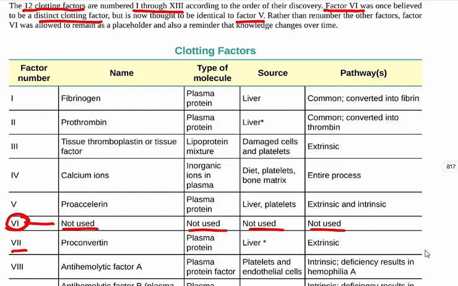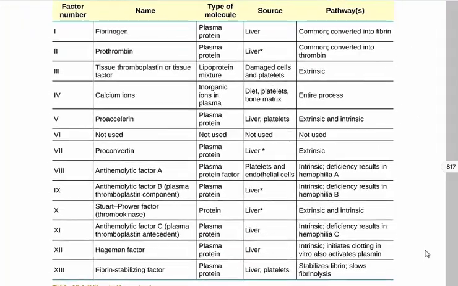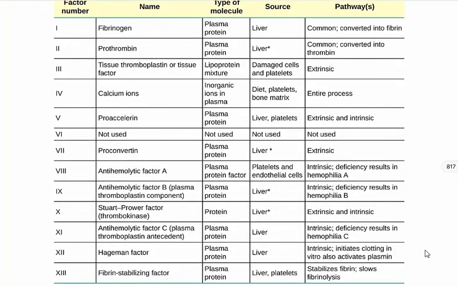So they just kind of keep 6 in there. There are 12 clotting factors, but then we have this chart here that shows that there are 13, right? Because it's not actually 13, that's just labeled as such. So 1 through 13, because 6 is not used. It's the same as 5.